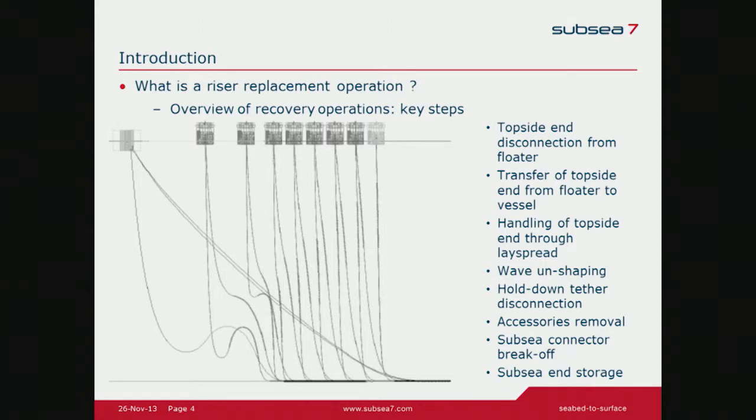Hold-down tether disconnection: if we have a tethered wave configuration, it needs to be handled via counterweight in order to get good control of our buoyancy section when we recover it. Then we need to think about accessories removal on deck. You will see a nice picture later on. And then subsea end management. Either we recover a static flowline already connected to it and we break off the connection on board, or we have a subsea connector flanged to the pipe that we need to handle on board.